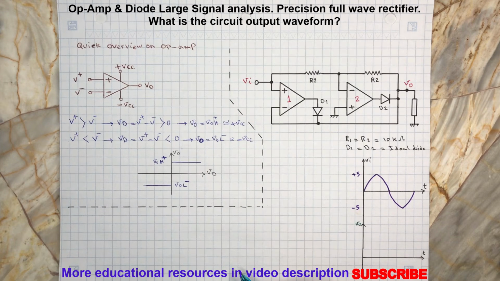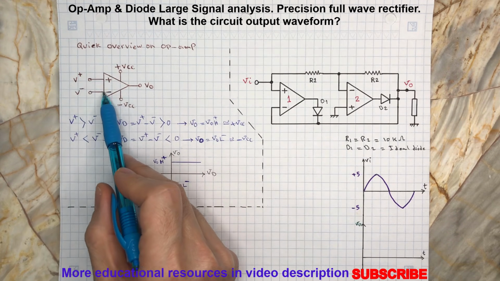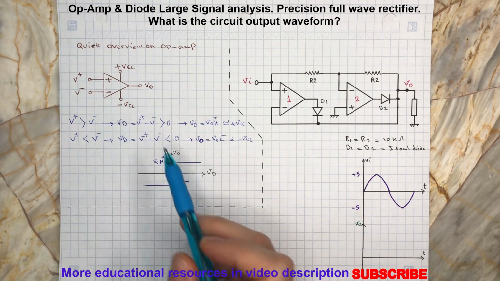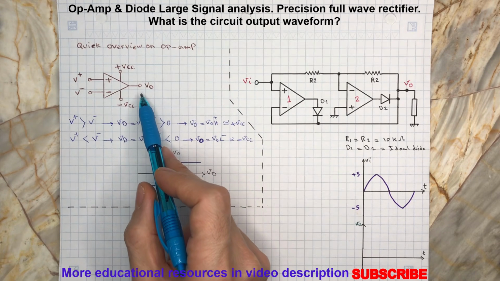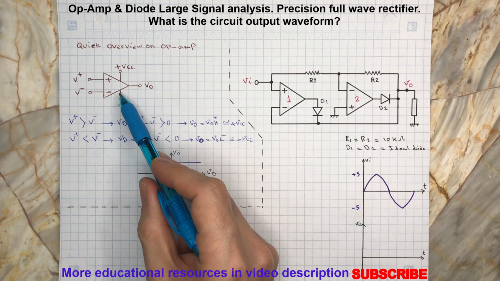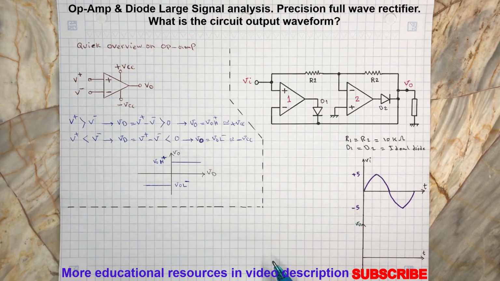Consider this operational amplifier with two inputs, V plus and V minus, and one output called VO. This op-amp is supplied by positive and negative voltages. Now let's assume V plus is greater than V minus.